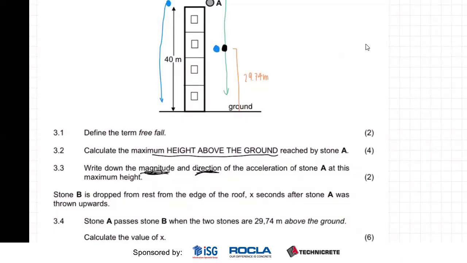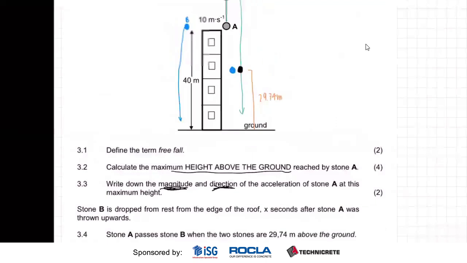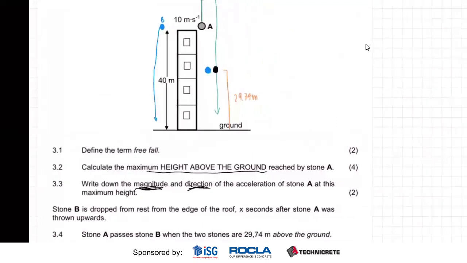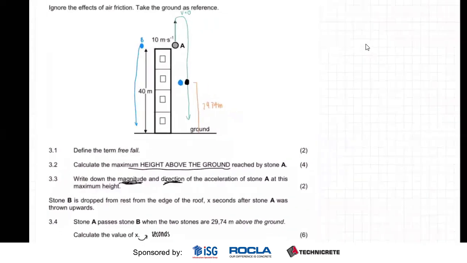Okay, so we must calculate the value of x. And the value of x is how many seconds after stone A was thrown up was stone B dropped. So your one friend standing on one side of the building threw stone A up, and we want to know how many seconds after your friend threw up stone A did you drop stone B? Because the stones passed each other when they were both 29.74 meters above the ground.